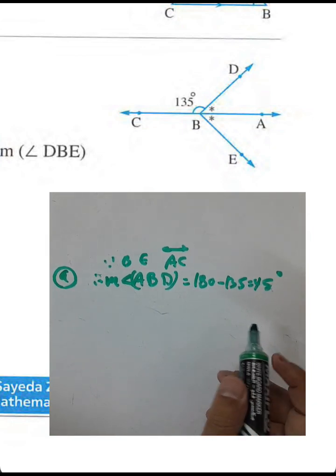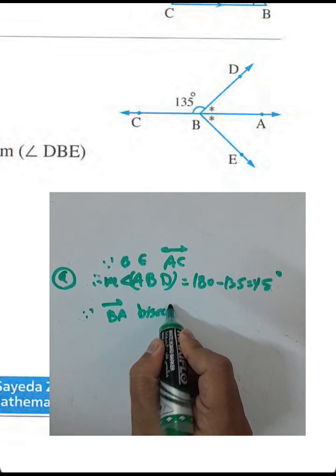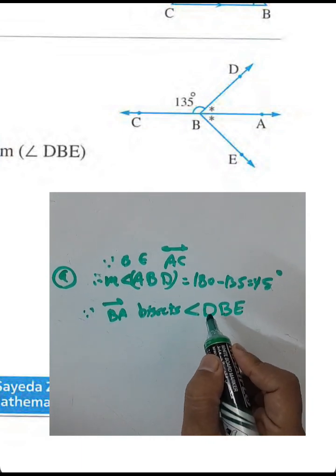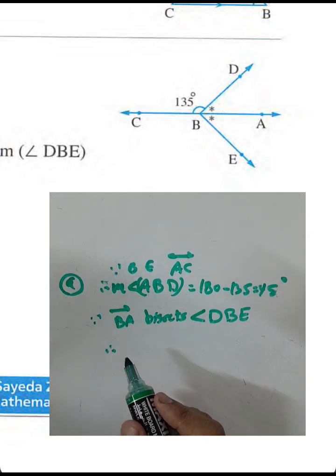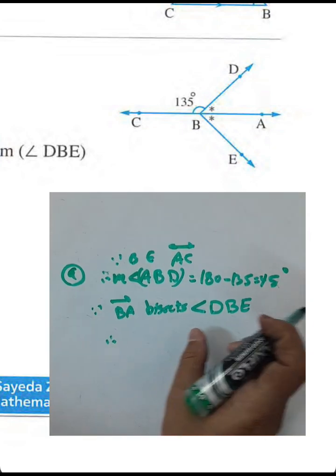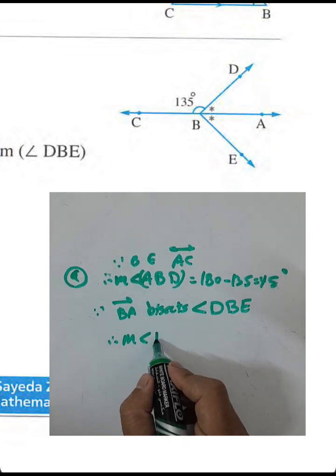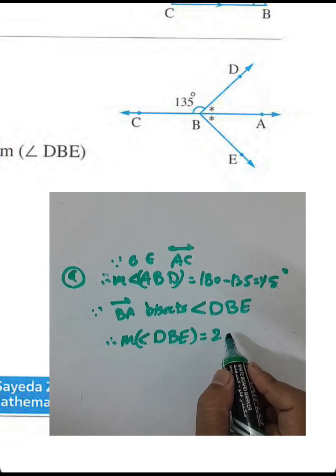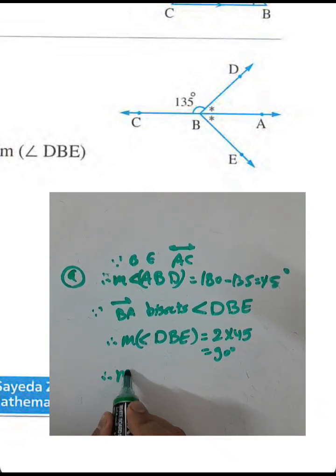Now we have the bisector here, such that the ray BA bisects angle DBE. So we have the bisector equality: the ray BA bisects the angle into two angles equal in measure. If this ray bisects this angle, then the measure of angle DBE equals twice 45. It will be 90 degrees.